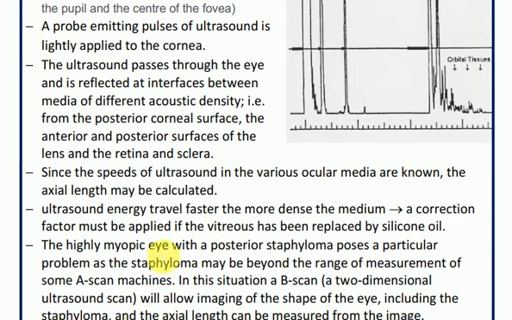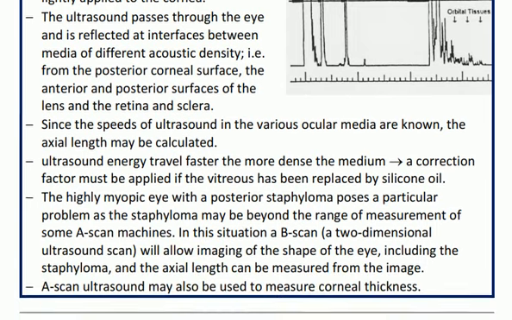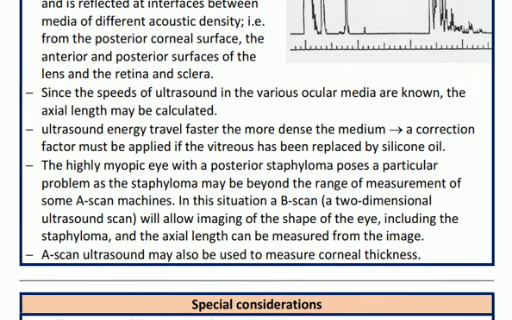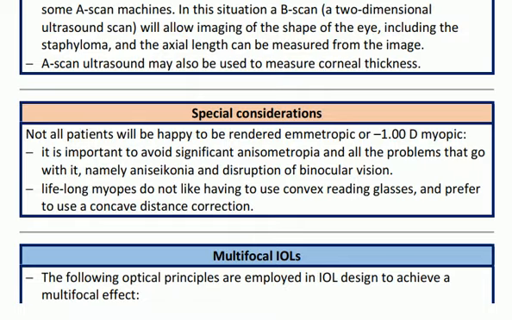The highly myopic eye with a posterior staphyloma poses a particular problem, as the staphyloma may be beyond the range of measurement of some A-scan machines. In this situation, a B-scan, a two-dimensional ultrasound scan, will allow imaging of the shape of the eye, including the staphyloma, and the axial length can be measured from the image. A-scan ultrasound may also be used to measure corneal thickness.